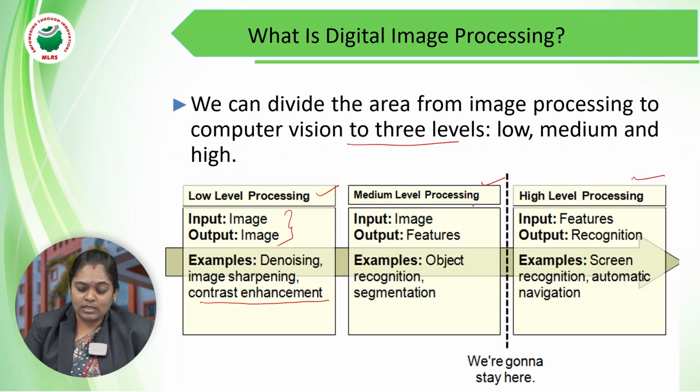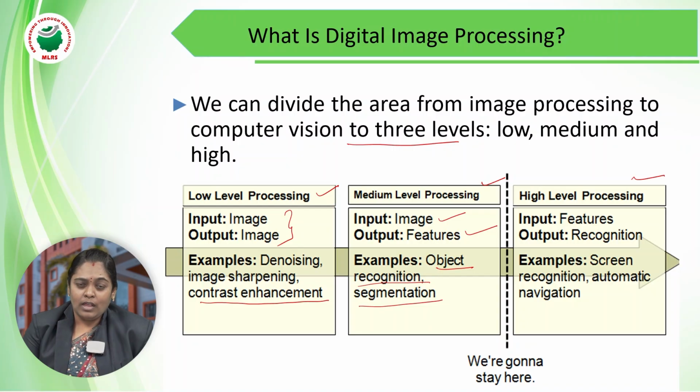Medium level processing is where the input is an image, but in the output you need to extract some features of that image. If you are giving an image which consists of different objects, and you are able to identify the objects present in the image, then that is called medium level processing. Examples of medium level processing are object recognition as well as segmentation.